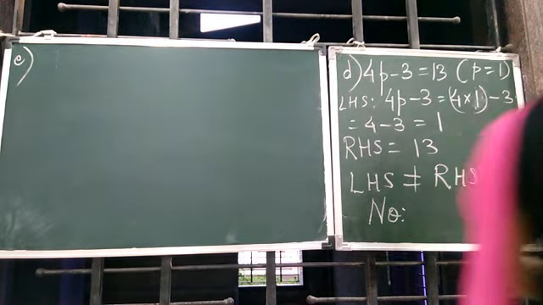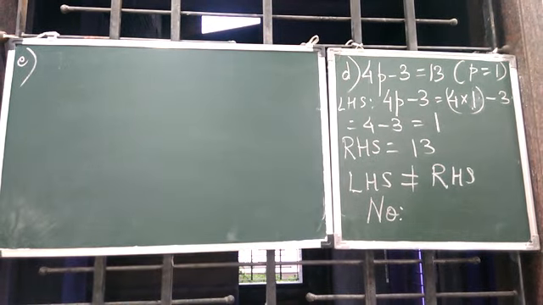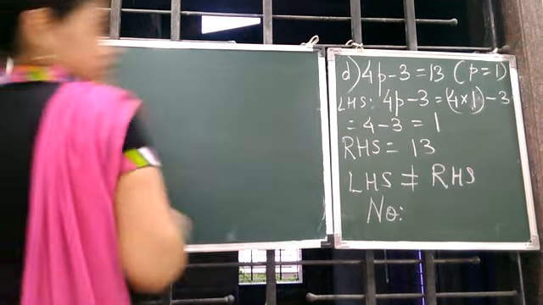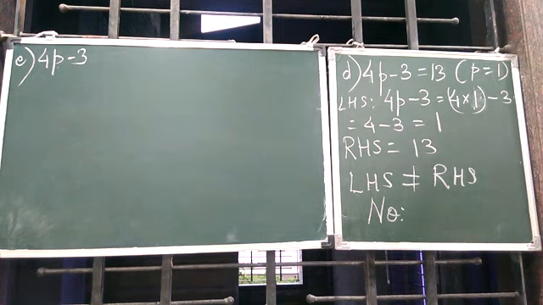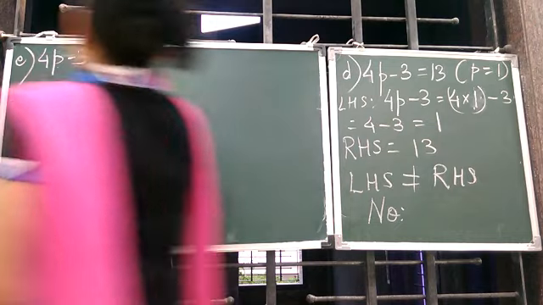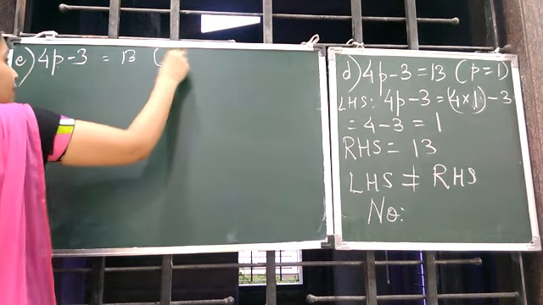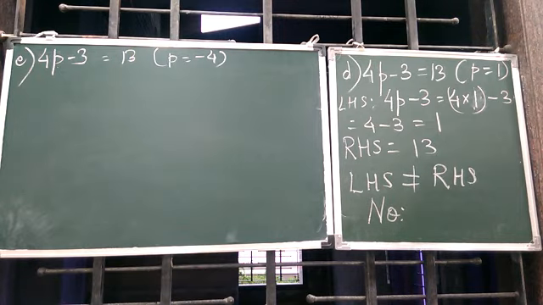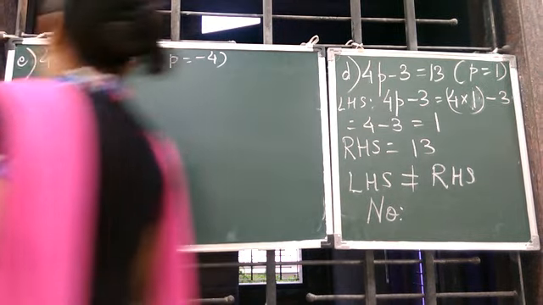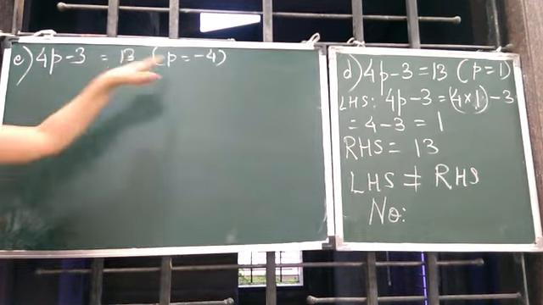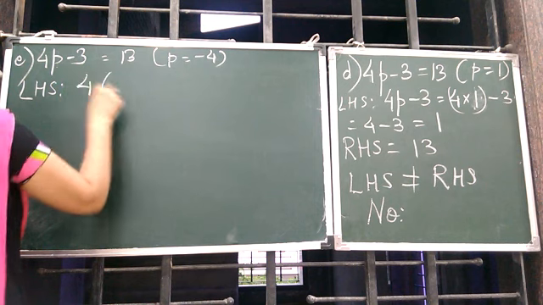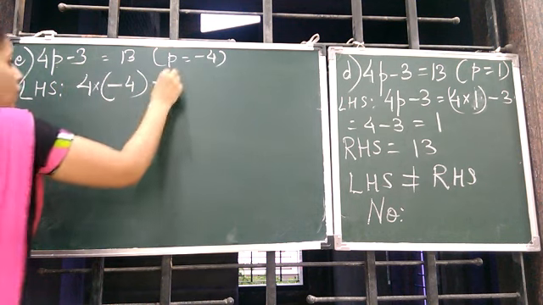We have to start E. 4p minus 3 is equal to 13, where the value of p is minus 4. Let me once again check, the value of p is minus 4. It is correct. Now that means the value of p we will put as minus 4 in LHS and check whether LHS is equal to RHS or not.